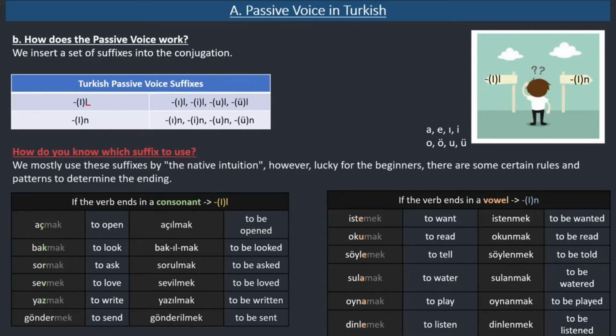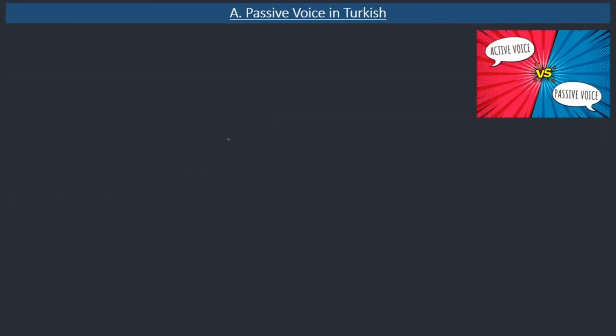Okay, so now let's see a few more examples and take a closer look at the difference between the active voice and passive voice. When should you choose which? Oh, not this. This.